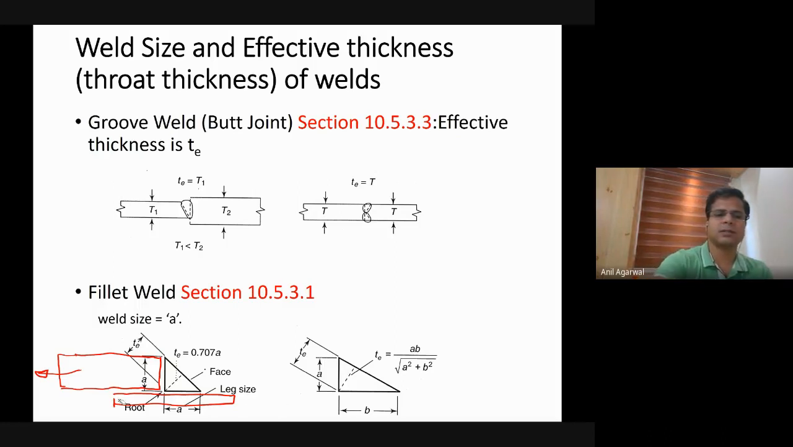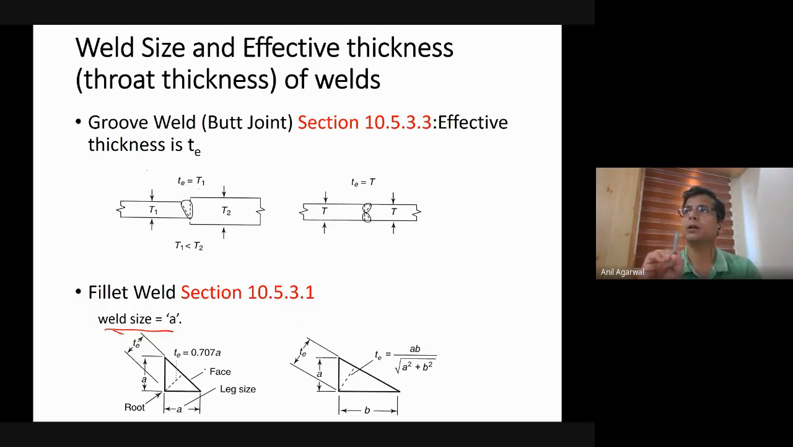And what the code says is that for a fillet weld, if it is of equal sides A and A, the size of the weld is A. So the weld will be called of size A. However, the effective width or effective thickness of the weld is given by this smallest dimension. Because for this fillet weld to fail, it can fail at this surface, which is the smallest dimension. It does not have to fail here, right? So this TE, that is 0.7 times or 0.71 times the weld size, is the effective thickness of the weld.